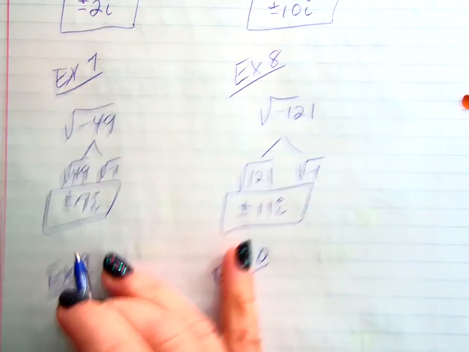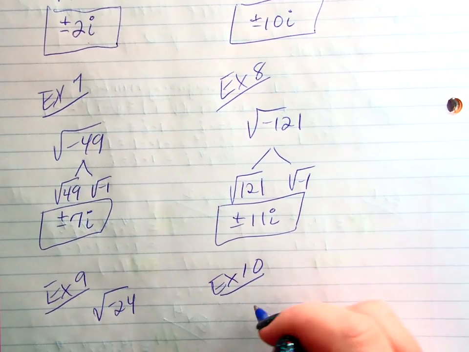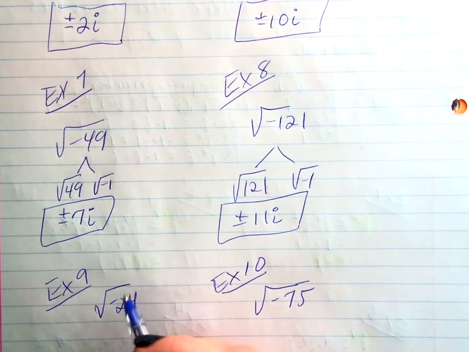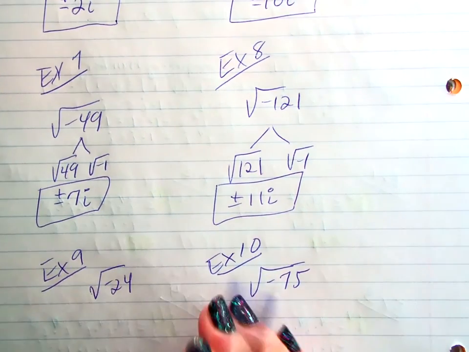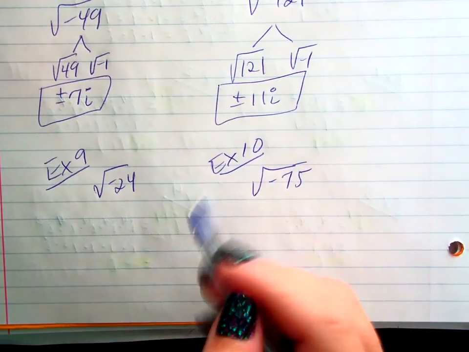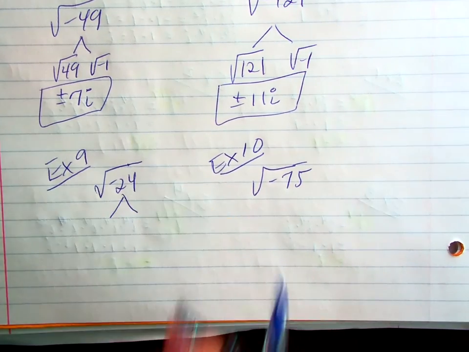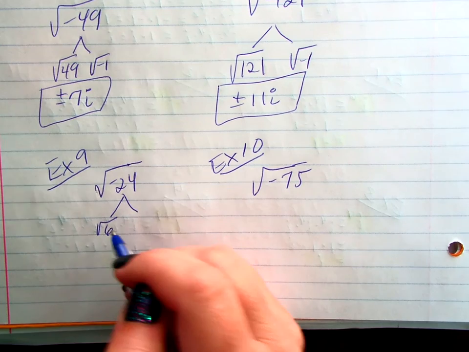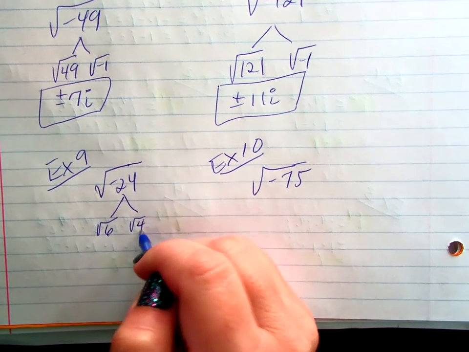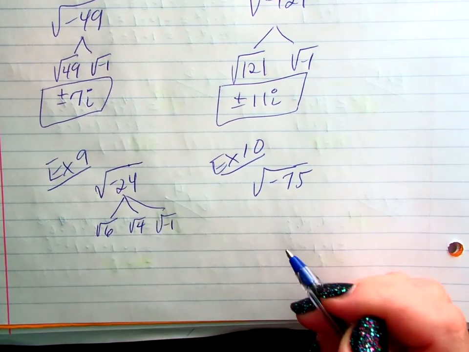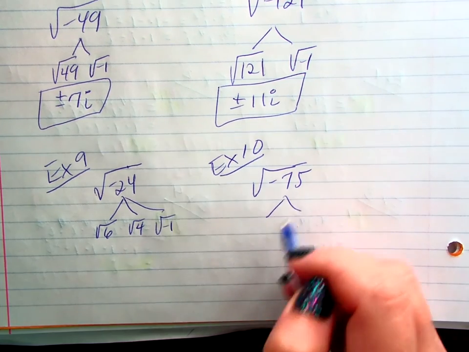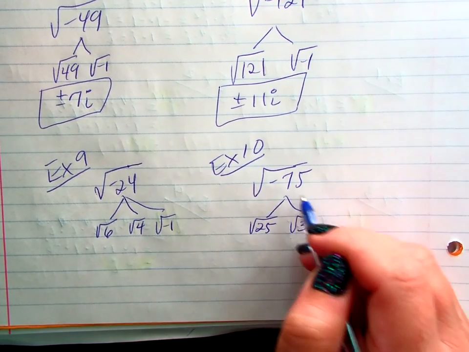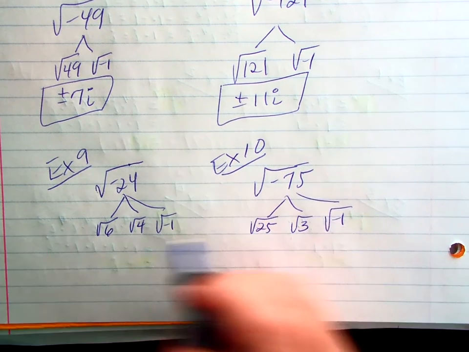If it's not a perfect square, like the square root of negative 24 or the square root of negative 75, then we're going to simplify the radical using the steps that we have learned before, plus this new imaginary concept. So the square root of 24 can be broken up into root 6, root 4, and now the square root of negative 1. Negative 75 breaks up into 25 times 3. Don't forget about the negative 1.